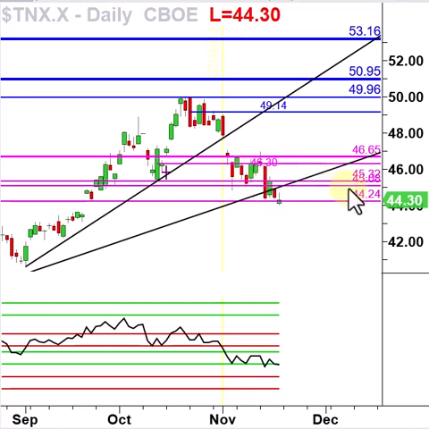You can see it wiped out all of these pink lines, which are all my quote-unquote support levels on the 10-year. And here we are, the last one being met today, Friday, November 17th. So it's time for me to update this chart and have a look at where the 10-year might head from here.